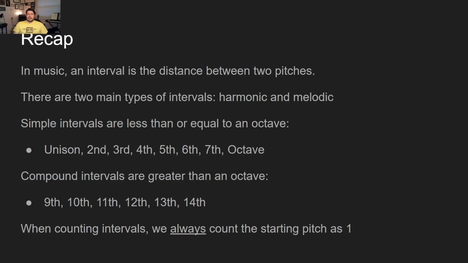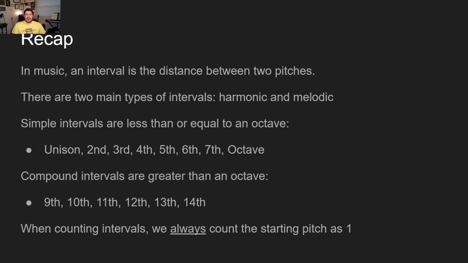We also have two different types of intervals within those categories. We have simple intervals, which are less than or equal to one octave. Those, of course, are unisons, seconds, thirds, fourths, fifths, sixths, sevenths, and then your octaves. Compound intervals are going to be larger, greater than an octave. So we're talking about ninths, tenths, elevenths, twelfths, thirteenths, and 14ths. As I said, you can go above 14th, of course, but we don't usually use those right now because then we're getting into double octave territory, things like that.